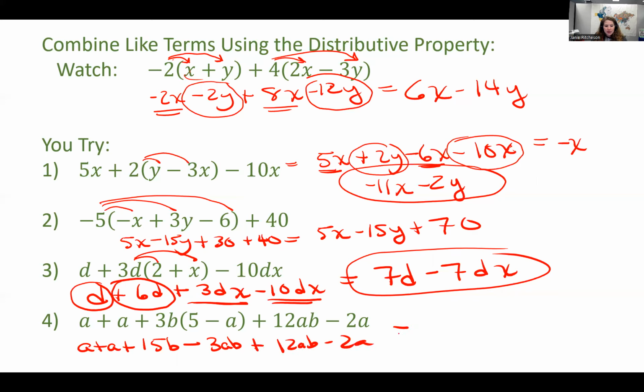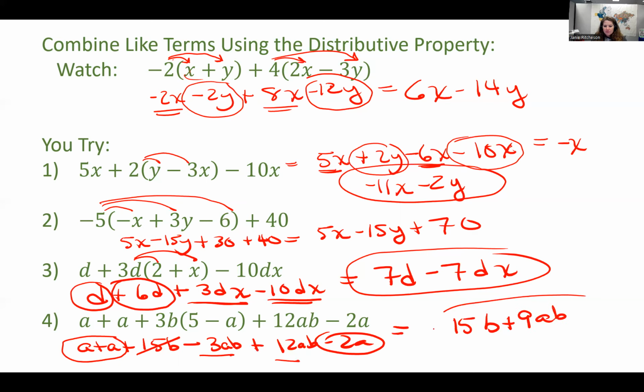All right, what are we going to combine? We have 1a plus 1a is 2a, and 2a minus 2a is 0. And then we have 15b. 15b, we're done with that one. And then we have negative 3ab plus 12ab. That would be positive 9ab.